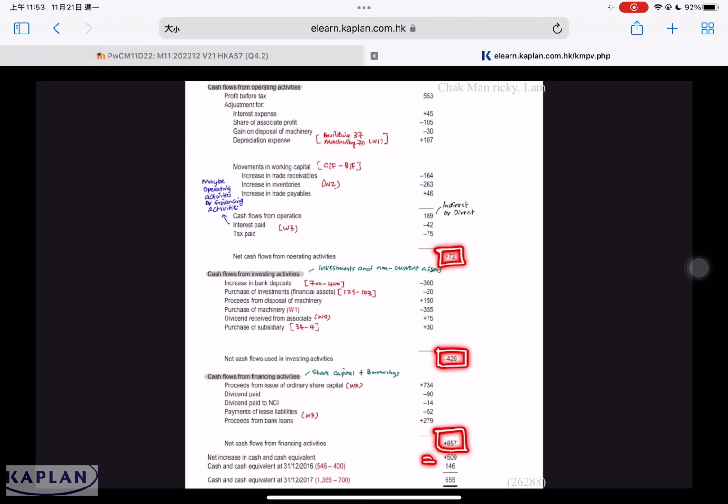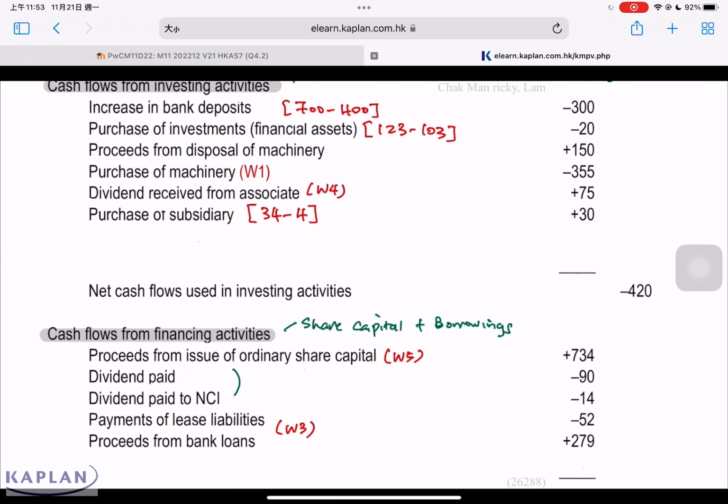There are a couple more issues I want to discuss for this question. The dividend. This dividend may be a financing activity or an operating activity. You may put it under financing activity or you may put it under operating activity. If the question is silent, normally we put dividend under financing activity. The interest we put under operating activity. But you can put either under financing activity or operating activity.